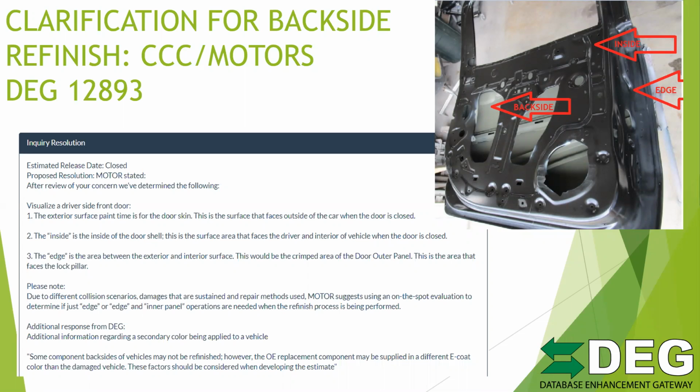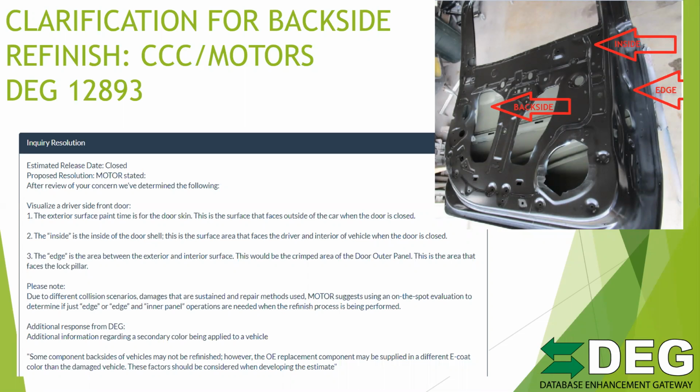So the exterior surface time in this case is for the door skin on the outside of the vehicle, that's facing the outside of the car. The inside you can see is the area facing inside of the vehicle where the inner shell is stamped. The edging is obviously the area facing towards the lock pillar itself. And then the one that we've been seeing a lot recently is questioning what is the backside of the outer skin, and is that included?